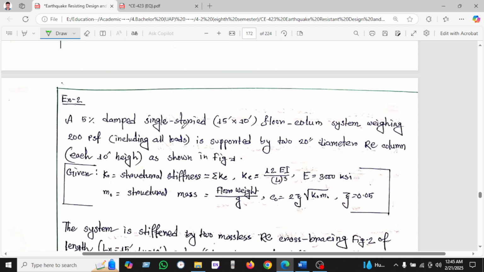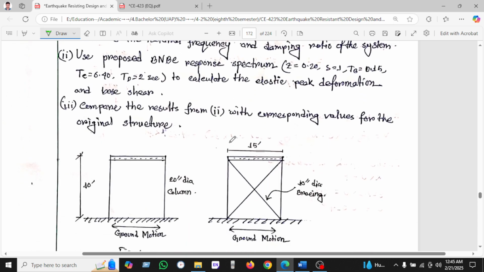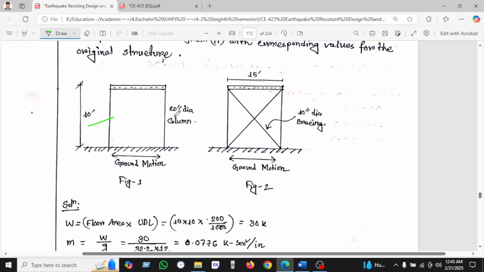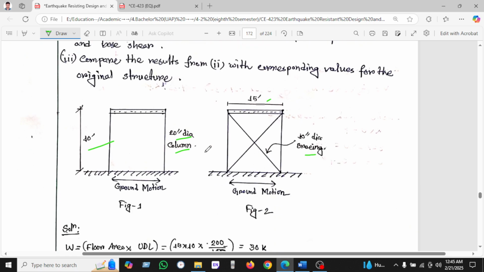Okay, lateral stiffness. Now we can see another example, which is given a 5% damped single story, 10 feet by 15 feet by 10 feet, floor column system weighing 200 psf including all loads, supported by 20 inch diameter RC columns. Each column is 10 feet high as shown in the figure. These are the figures: 10 feet, and 20 inch diameter of column is given. This is 15 feet, and 10 inch diameter of the bracing we have been seeing. Ground motion 1 and ground motion 2. Picture 1 and 2 are given here.